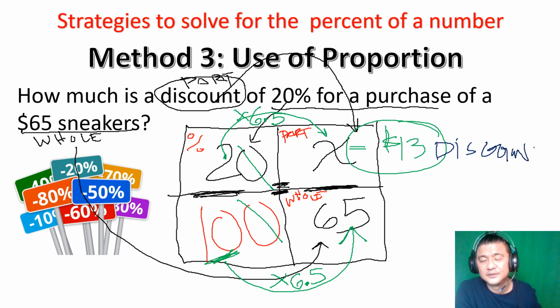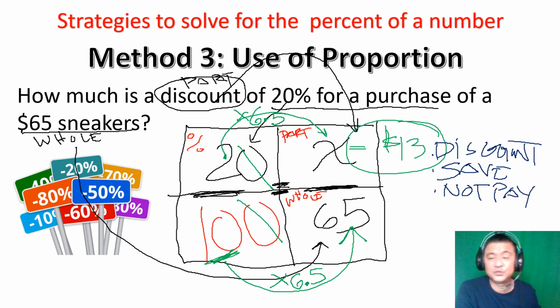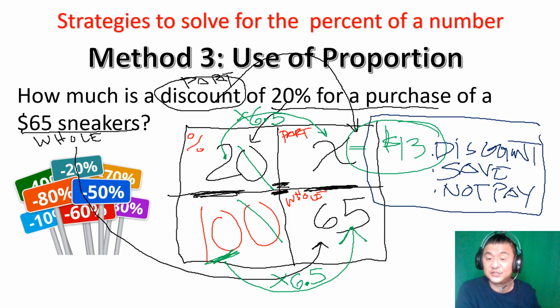Discount. It is what you're going to save, right? It is the amount you saved. You're not going to pay that. So what is being asked? We just need to know the discount, $13. So our answer is $13.